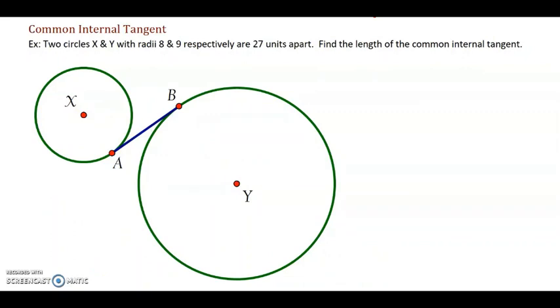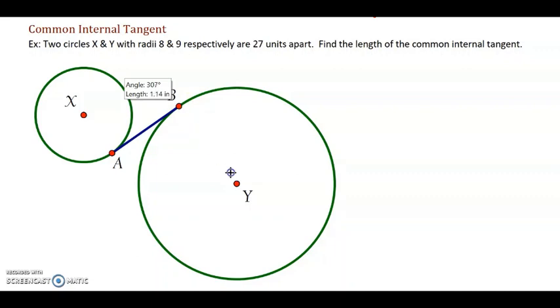Let's look at an algebra-based common internal tangent problem. Two circles, X and Y, with radii 8 and 9, respectively, are 27 units apart. Find the length of the common internal tangent. The common internal tangent is labeled AB. You always need a diagram to solve these problems.